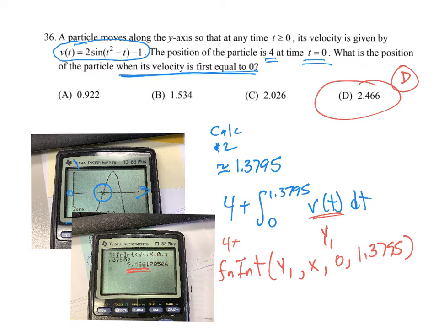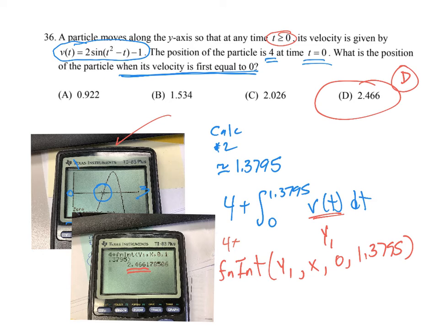So we have 2 jobs. We did those both on the calculator. The first is to find the first place where this function crosses the x-axis. And since it says t is greater than or equal to 0, we're not worried about any place to the left of the y-axis. So moving to the right from 0, the first place that it hits the x-axis is 1.3795.